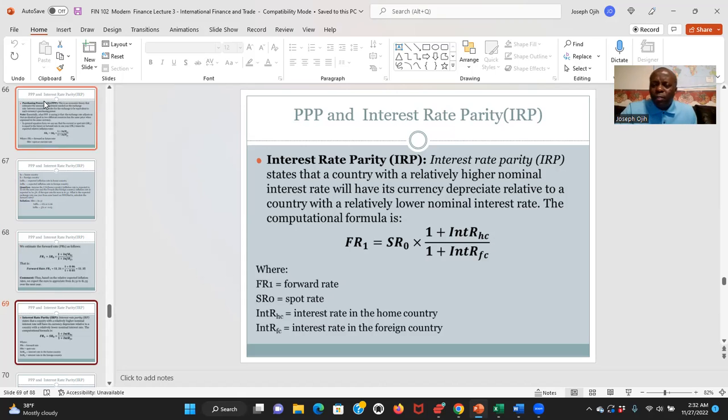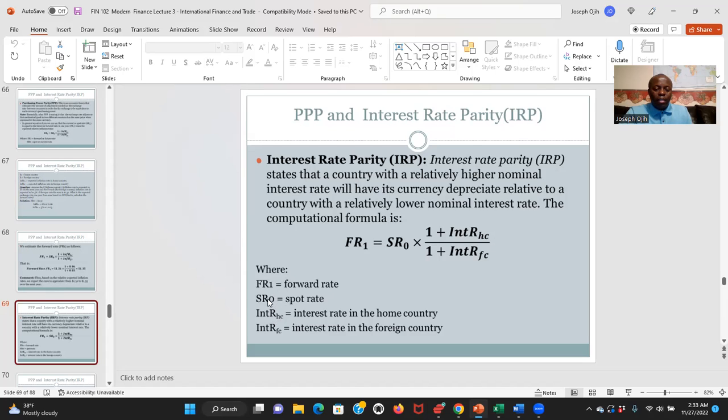Now, the formula is similar to the formula we used for purchasing power parity. And again, in this case, we are trying to estimate the future exchange rate, basically the forward rate. So the formula is FR1, the forward exchange rate next year, will be the spot rate now times 1 plus the interest rate in the home country divided by 1 plus the interest rate in the foreign country.